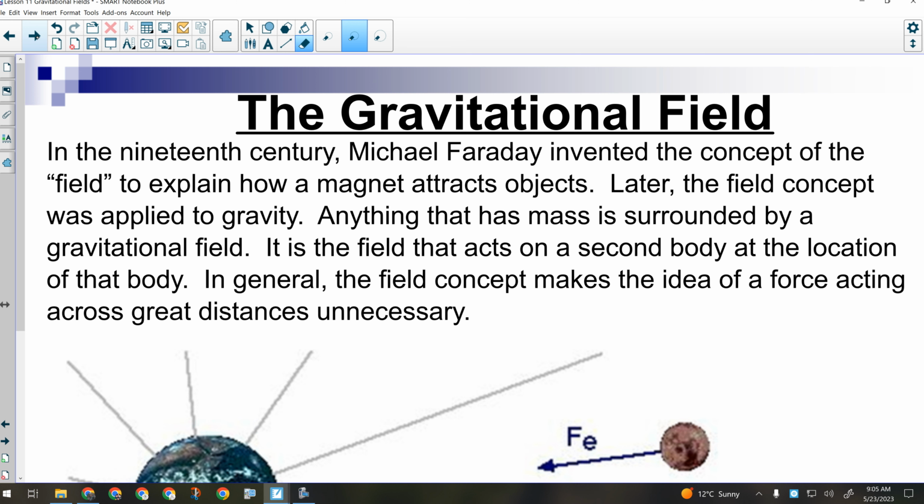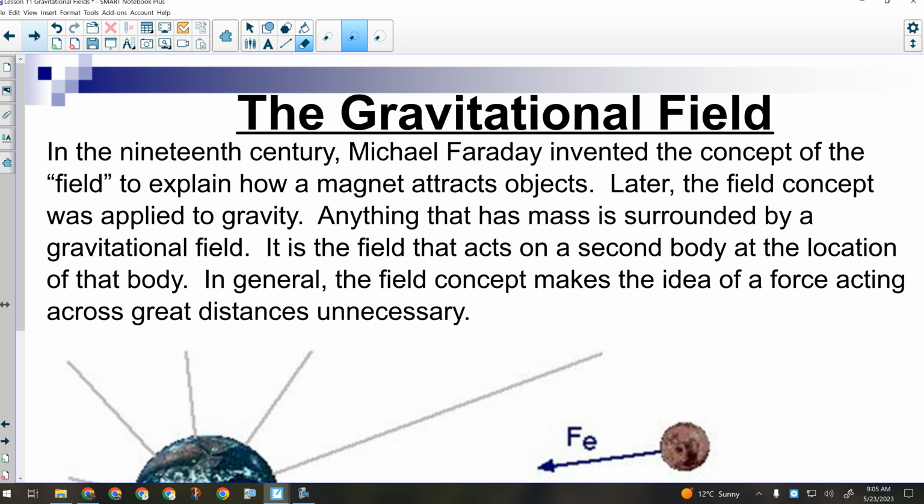Okay, so like we were saying, Michael Faraday invented the concept of the field to explain how magnets can attract objects, and later the field concept was applied to gravity. Anything that has mass is surrounded by a gravitational field, including yourself. You have a gravitational field, it's just incredibly puny, and wouldn't attract anything towards you because it's just too small.